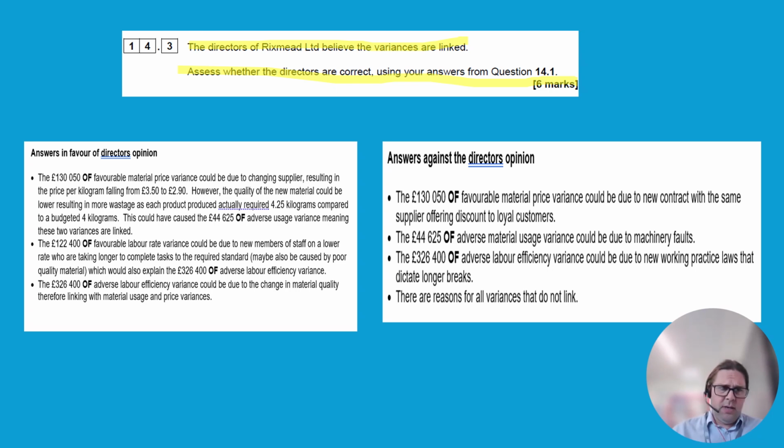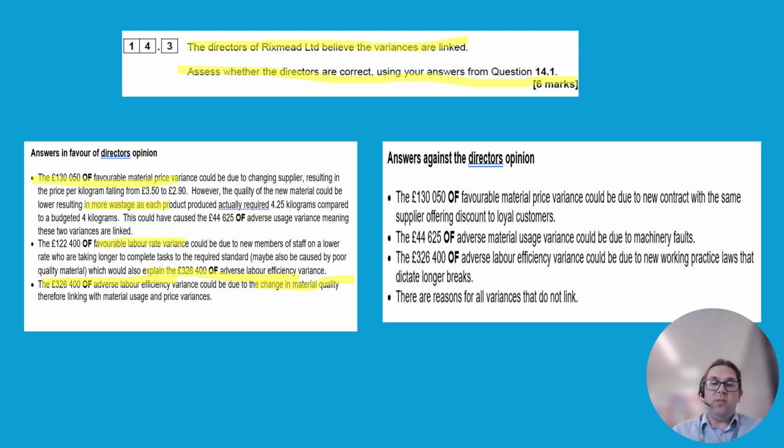So if we look at this, you've got a favourable material price variance. Obviously, if you've got a favourable material price variance, it means you're paying less per kilo. That could be lower quality. That could be causing the usage because there could be more wastage. So that could be a good argument for the statement. You could also argue the favourable labour rate could be because we've got lower skilled staff who are new, and that's what's causing the adverse labour efficiency. Or you could also argue the adverse labour efficiency is also due to the lower quality material for the material price. Don't argue all 3 of these. You only need 1 argument for the statement.